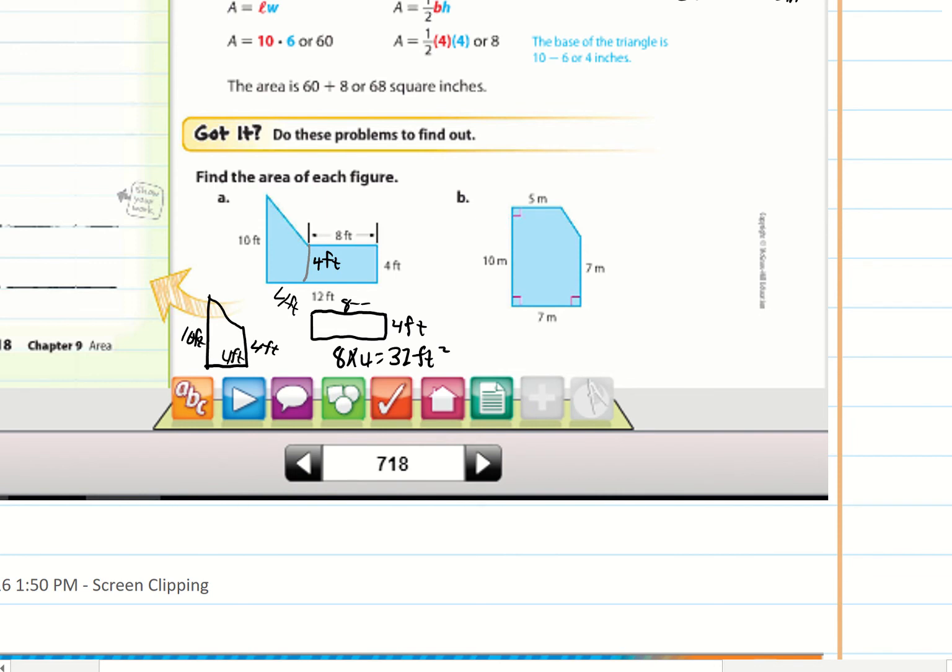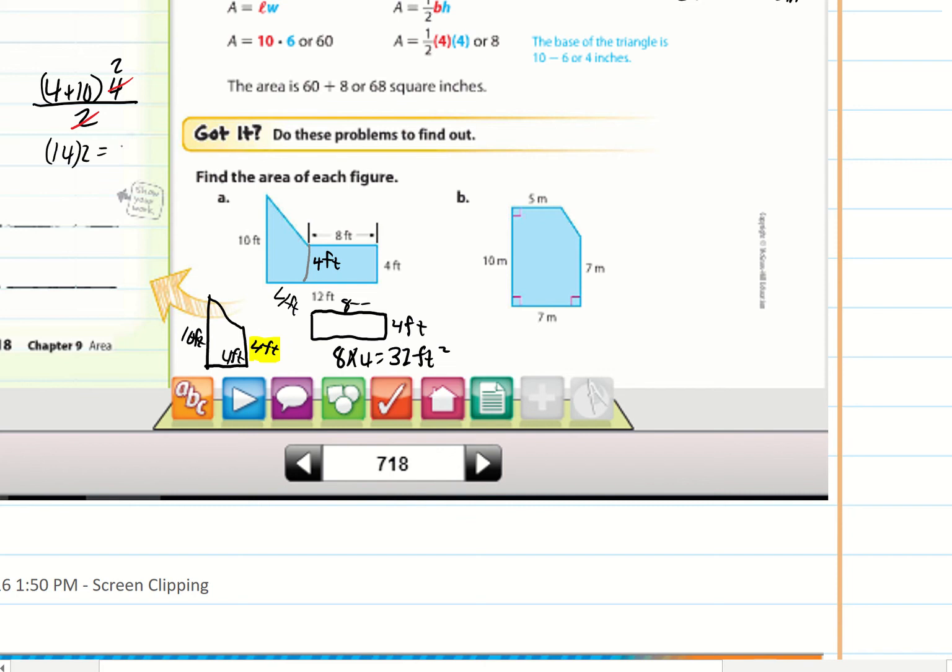So my base 1 is going to be 4 feet here. So 4 feet, 4 plus my base 2 is 10. And my height is 4 divided by 2. Now I can reduce my 2 and my 4. Becomes a 2. 4 plus 10 is 14.